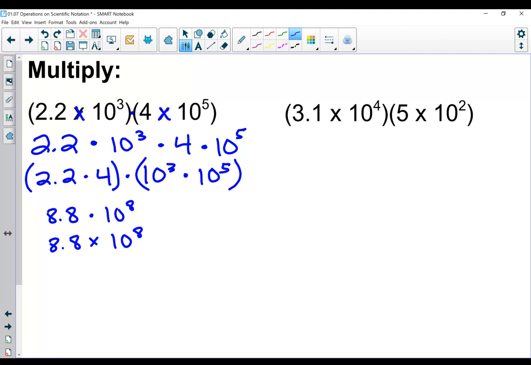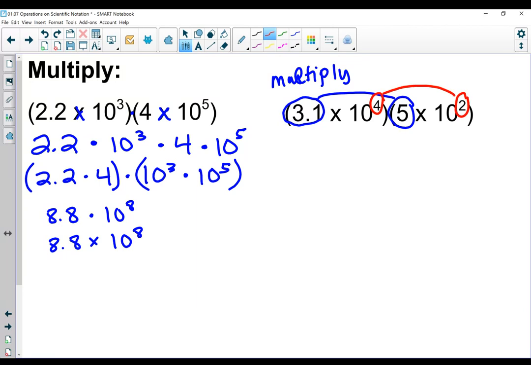So let's summarize over here. So what I did was I took those number parts and I multiplied. And then I took my exponents and I added them.